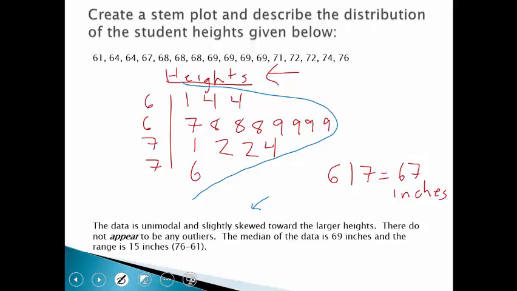Here, the median of the data is 69, and the way I did that is old school: I work my way through the list, picking my way through, getting rid of one at a time. There's the median at 69. So that's where I got the median of 69 inches, and that's my center. The range is 15 inches, 76 minus 61. So I did spread, I did center, I did outliers, and I discussed the shape. So there's my SOCS.